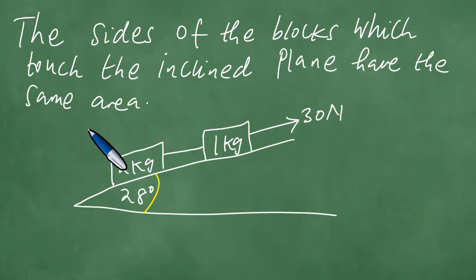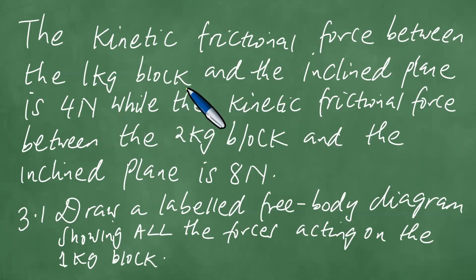Now let us solve this particular question here. In the first part, we have the setup as shown below. Okay, we continue. The kinetic frictional force between the 1 kg block and the inclined plane is 4 newtons, while the kinetic frictional force between the 2 kg, heavier block and the inclined plane is 8 newtons. Okay, so note that we draw a labeled free body diagram showing all the forces acting on the 1 kilogram block.